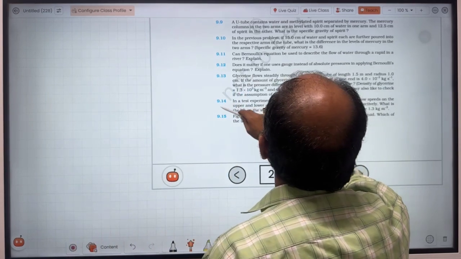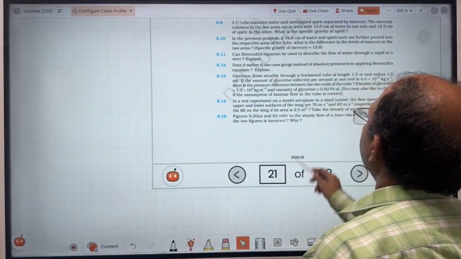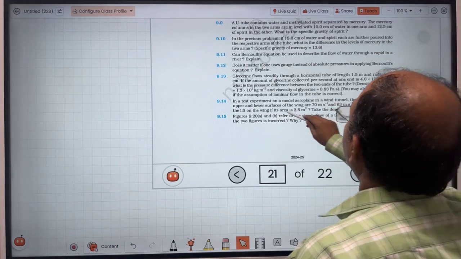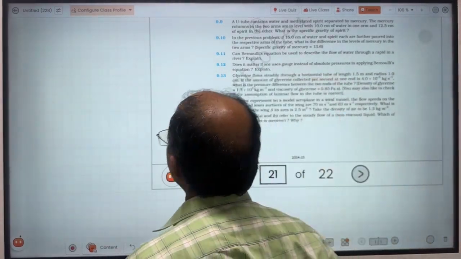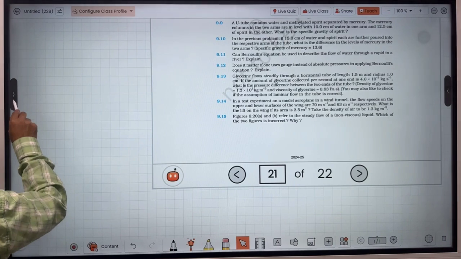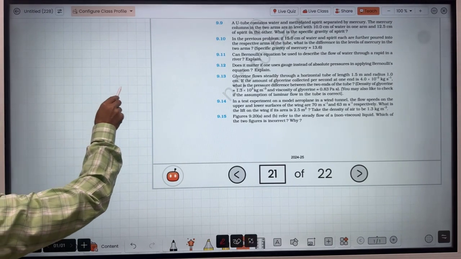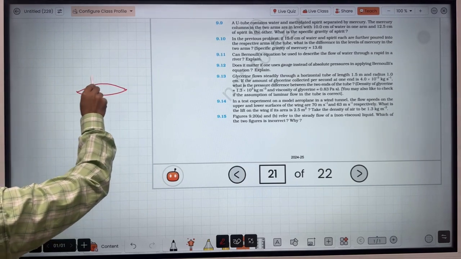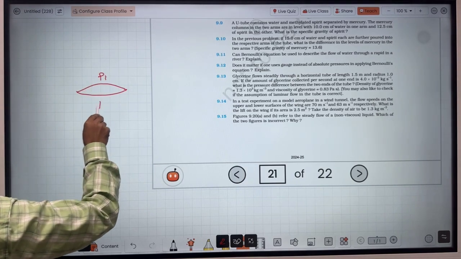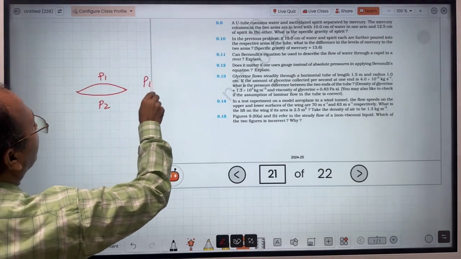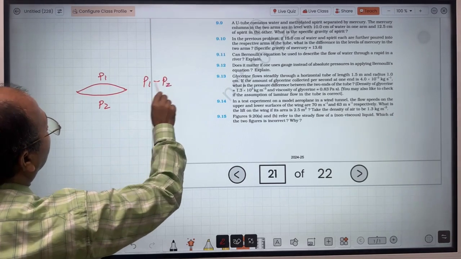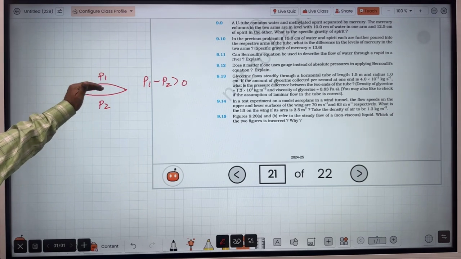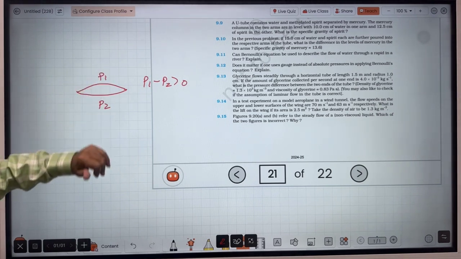So let's go to the next question. In a test experiment on a model airplane in a wind tunnel, the flow speeds on the upper and lower faces of the wings are given. Here what they want to say is, suppose this is the wing, with pressures P1 and P2. If P1 minus P2 is greater than 0, if pressure is more here, then what will happen?